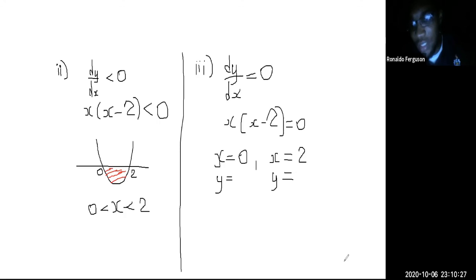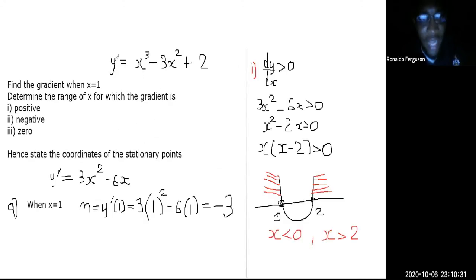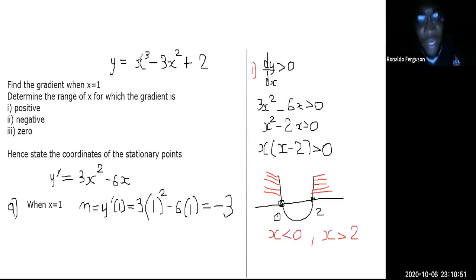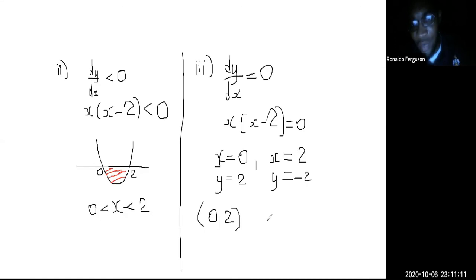And so now, what we need to do is plug 0 into y. So 0 cubed minus 3 times 0 squared plus 2 is 2. So we get (0, 2) as a stationary point. Then we plug x equals 2 into y. So 2 cubed minus 3 times 2 squared plus 2: 8 minus 12 plus 2 is negative 2. And so we get x equals 2 and y equal to negative 2. So these are the stationary points.